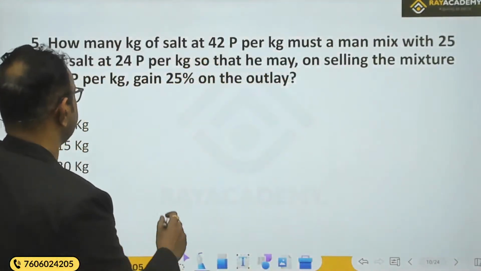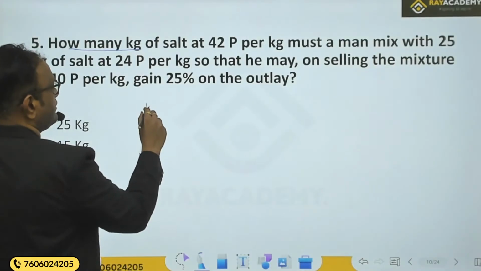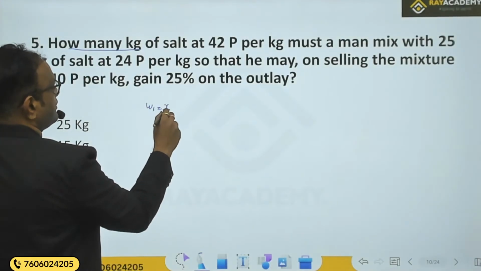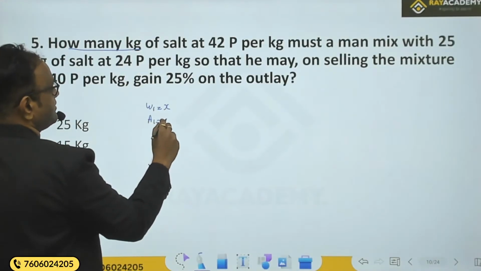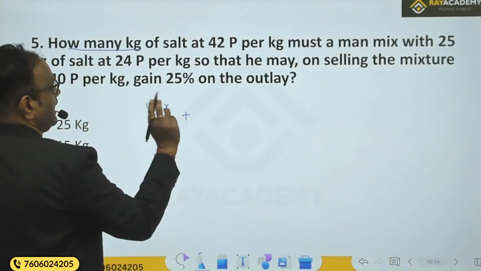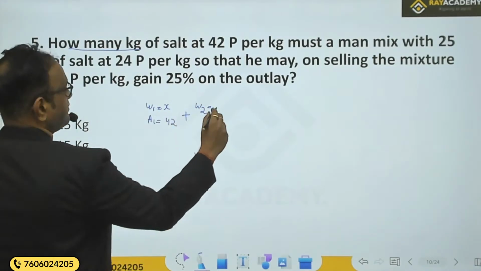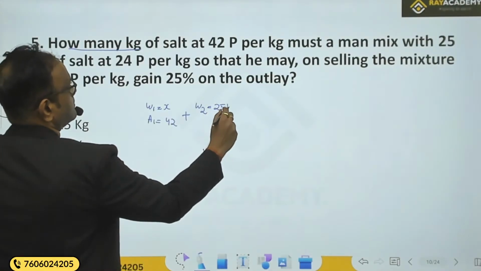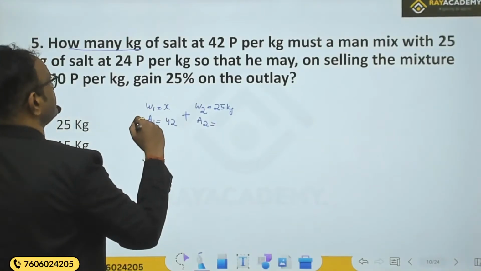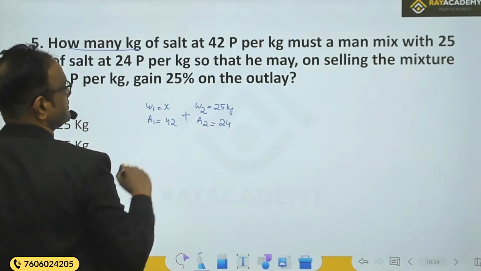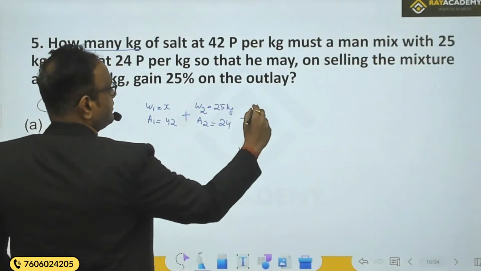Let us find out. So salt, there are two varieties. The first variety of salt, its quantity is not given, but its price is given, that is 42 paisa, and it is mixed with a second variety of salt, its weight is given, that is 25 kg, and its price is given, that is 24 paisa. Okay, when you mix, the total will be W1 plus W2.